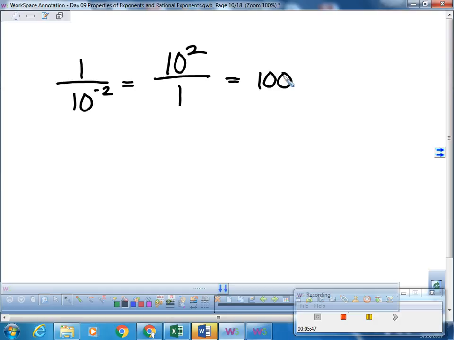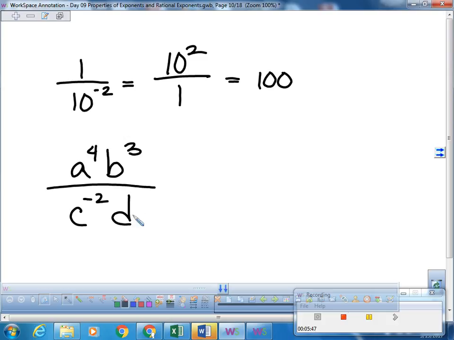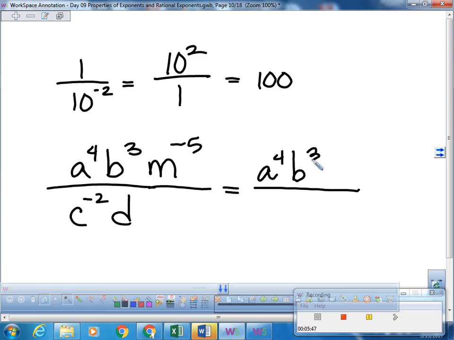Exactly. So if I have, I could have a to the fourth, b to the third over c to the negative 2, d times m to the negative 5. Here we go. All right? This is exactly what we're doing today. Are we ready? We never leave things as negative exponents. So, a to the fourth stays there. B to the cubed stays there. M to the negative 5 goes down to the denominator.